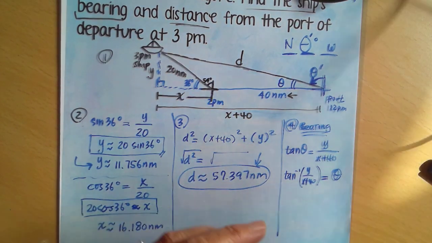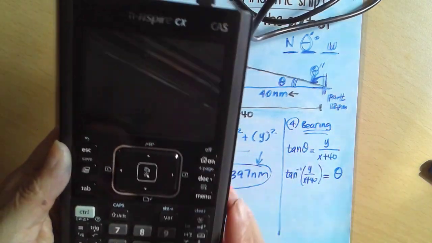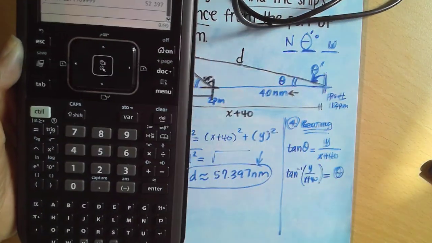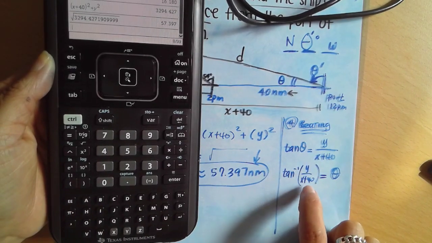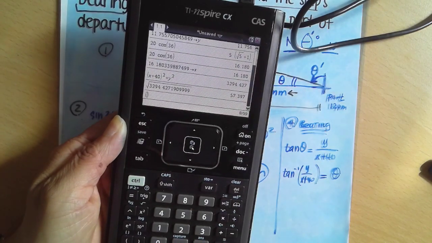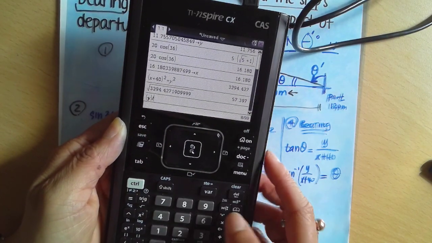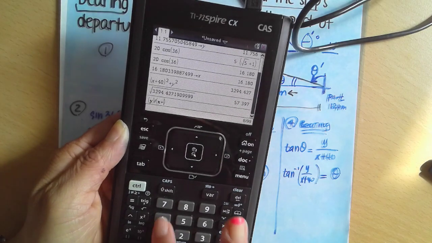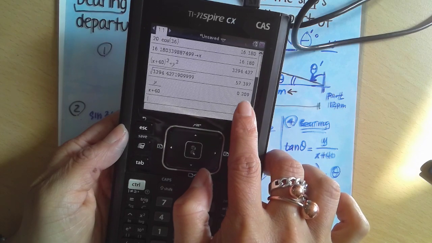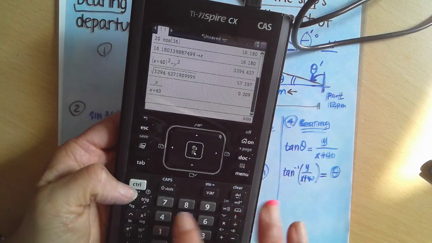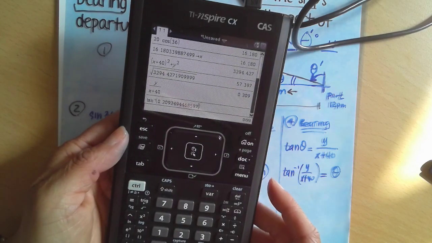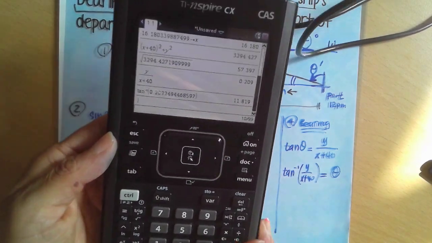So again, we saved all that, right? We stored all that value in the calculator. So let's turn on our calculator. So let's literally go inverse tangent. But you know what I'm going to do, you guys? To be safe, I'm going to type in y divided by x plus 40 first. So y. So y is here, right? I'm going to divide by x plus 40. Isn't that nice and clean? Enter. That's 0.209. I don't care about that intermediate value. What I'm going to do is I'm going to do inverse tangent of this. And I get 11.819.